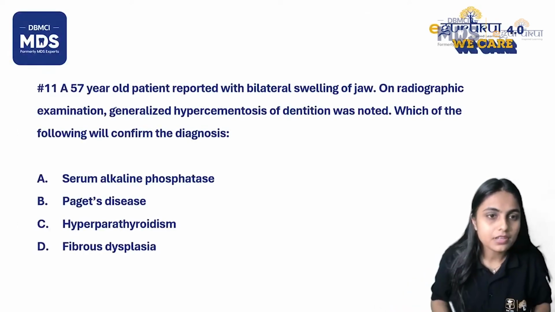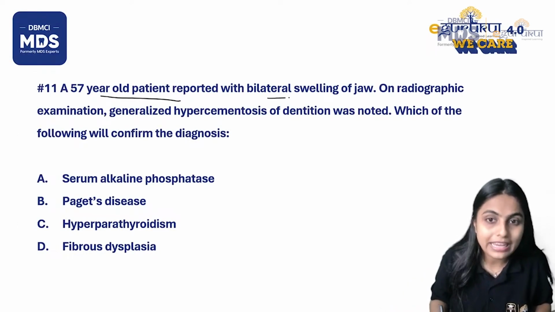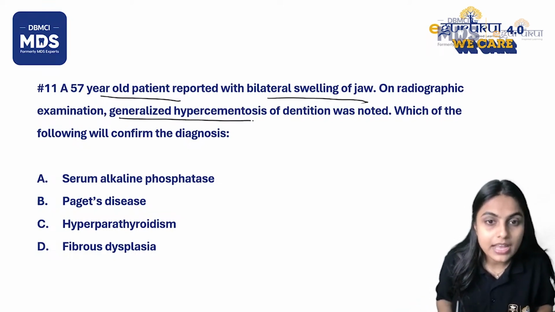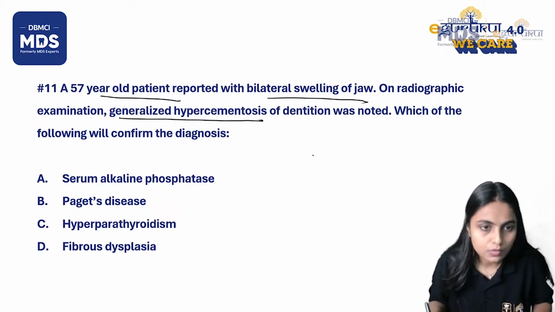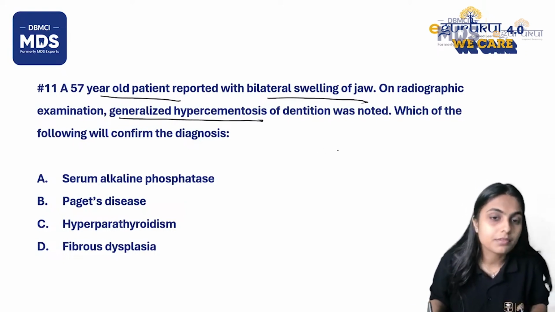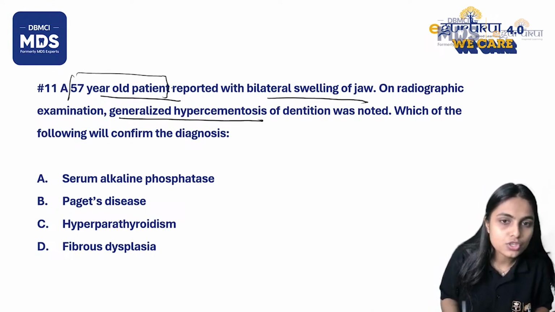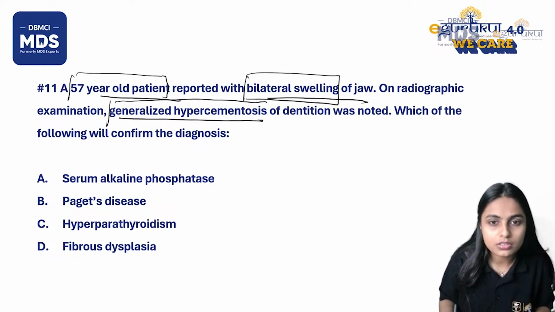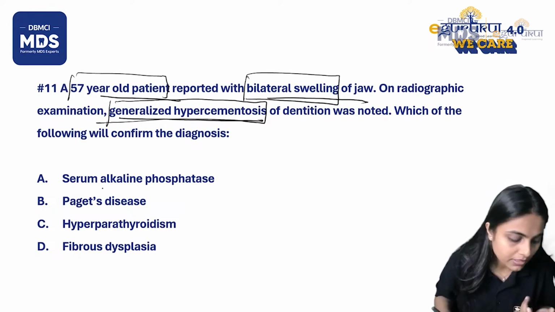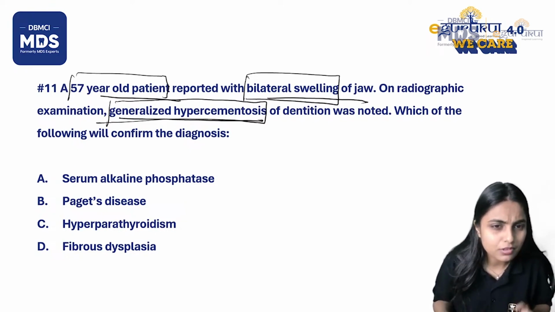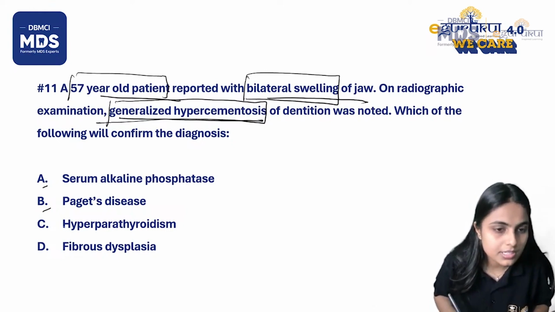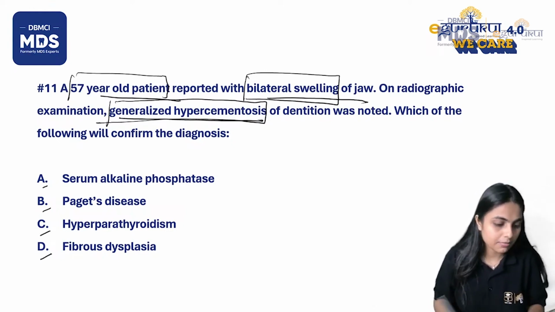Moving on further, we have a 57 years old patient who reported with bilateral swelling of the jaw. On radiographic examination, generalized hypercementosis of dentition was observed. Which of the following will confirm the diagnosis? Look at the age, look at the feature of swelling, look at the other feature that they have given. What should be the diagnosis? A. Serum alkaline phosphatase. B. Paget's disease. C. Hyperparathyroidism. D. Fibrous dysplasia.